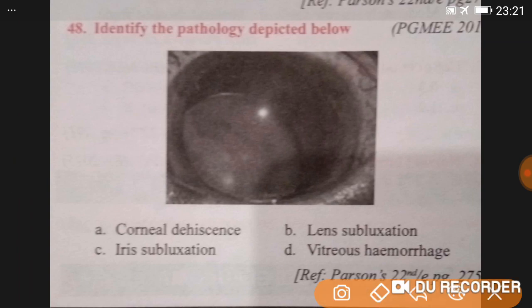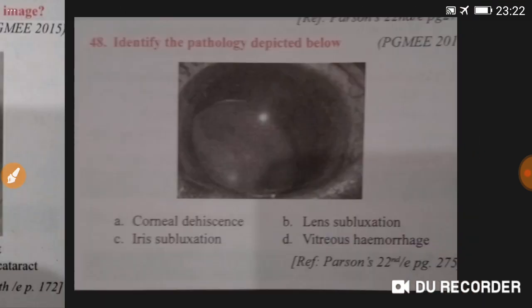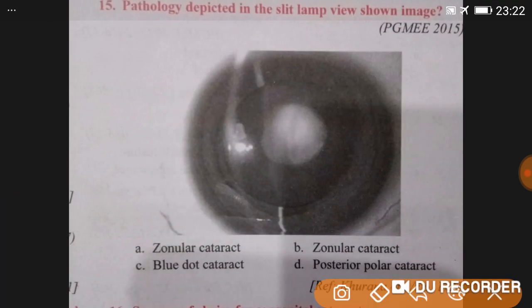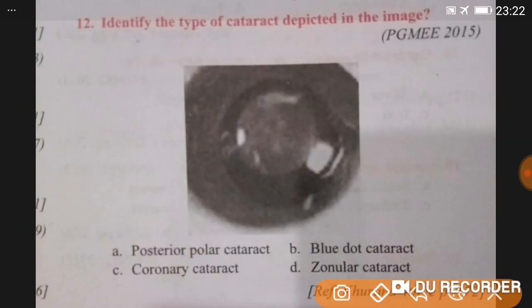Now, identify the pathology depicted below. This is lens subluxation. This is the lens subluxation. Hope till here it's clear. Pathology depicted in the slit lamp view shown in image. This is posterior polar cataract. Identify the type of cataract depicted in the image. It is zonular cataract. Is known as zonular cataract.